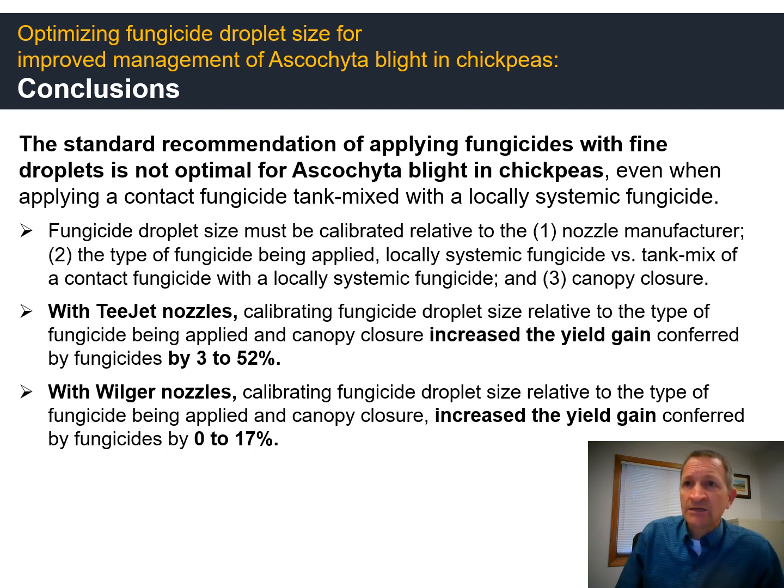Okay, and so these results suggest that to figure out what droplet size you need to be using, you need to first make the decision based on the nozzle manufacturer, because you notice the optimums here were different by nozzle manufacturer. Second, you need to evaluate what fungicide you're applying, right? Because the optimums are different whether you're applying a locally systemic fungicide alone or a locally systemic fungicide tank mix with chlorothalonil, Bravo Weather Stick or generic.